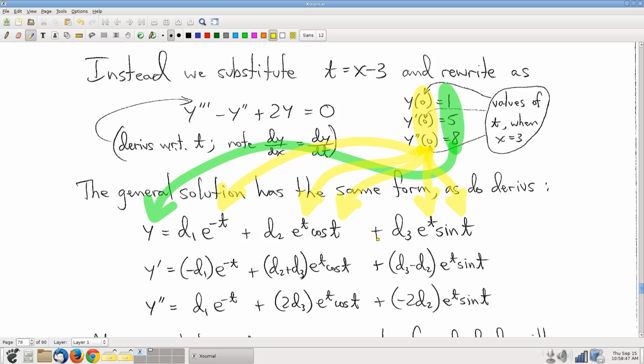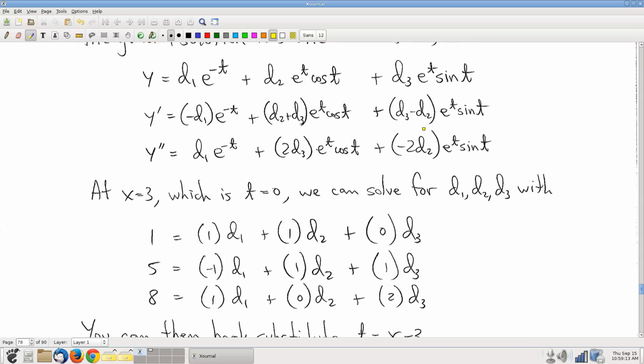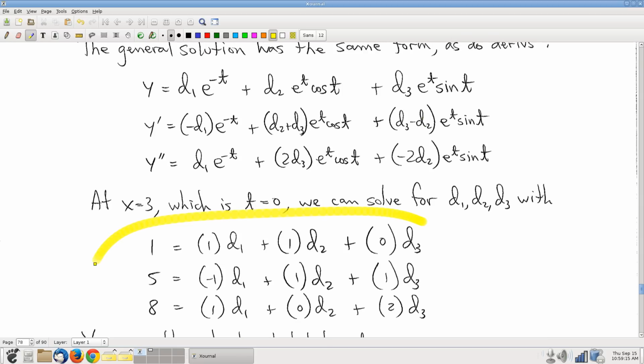And 0 is just a more convenient number for these functions. Specifically, e to the power of 0, no problem. Right? That's just 1. Cosine of 0, no problem. That's just 1. Sine of 0, no problem. That's just 0. So the algebra works out to be much more convenient. And look at how the system turns out. The system turns out to be this.